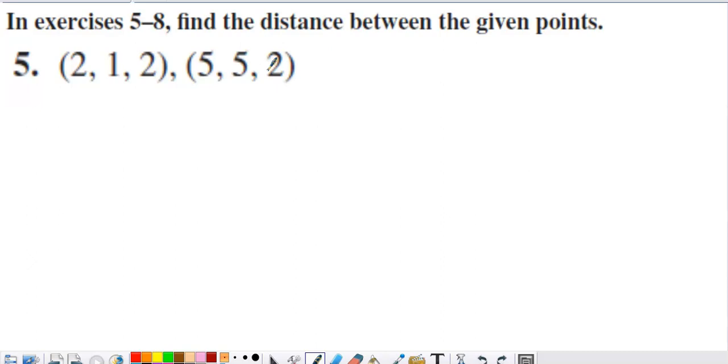In our next video, we'll have a discussion on how to define vectors in 3-space, and this distance formula that we just developed is going to help us find the magnitude of those vectors.